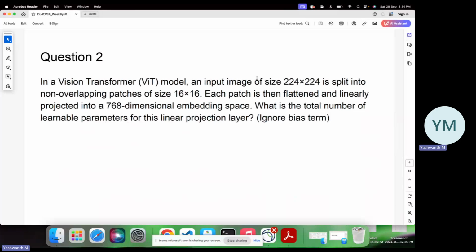And coming to the second: in the ViT model, an input image of size 224 cross 224 is split into non-overlapping patches of size 16 cross 16. So overall, we have 14 cross 14 patches. Each patch is flattened and linearly projected into the 768 dimensional embedding space. What is the total number of learnable parameters in this projection layer?